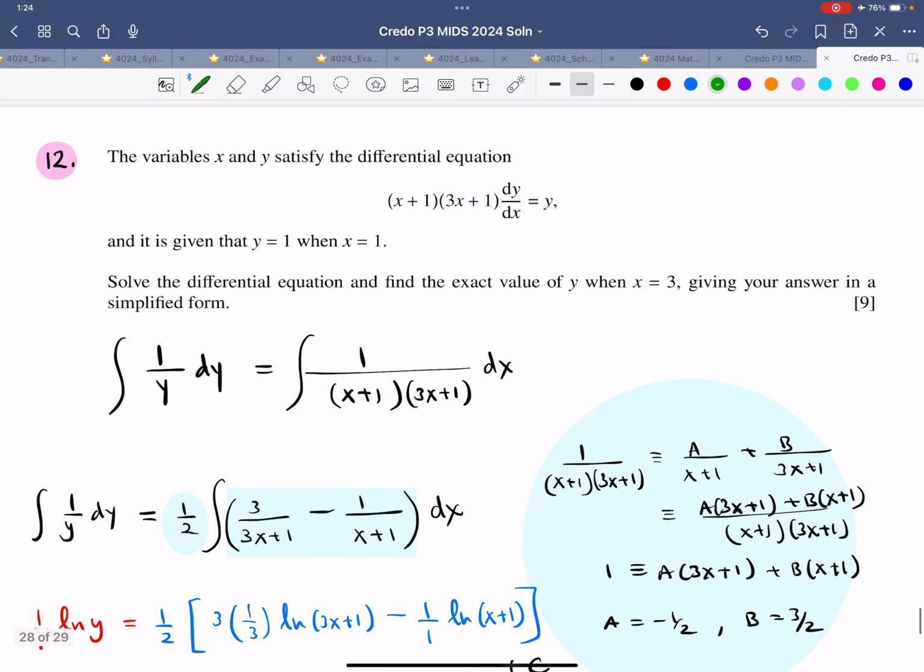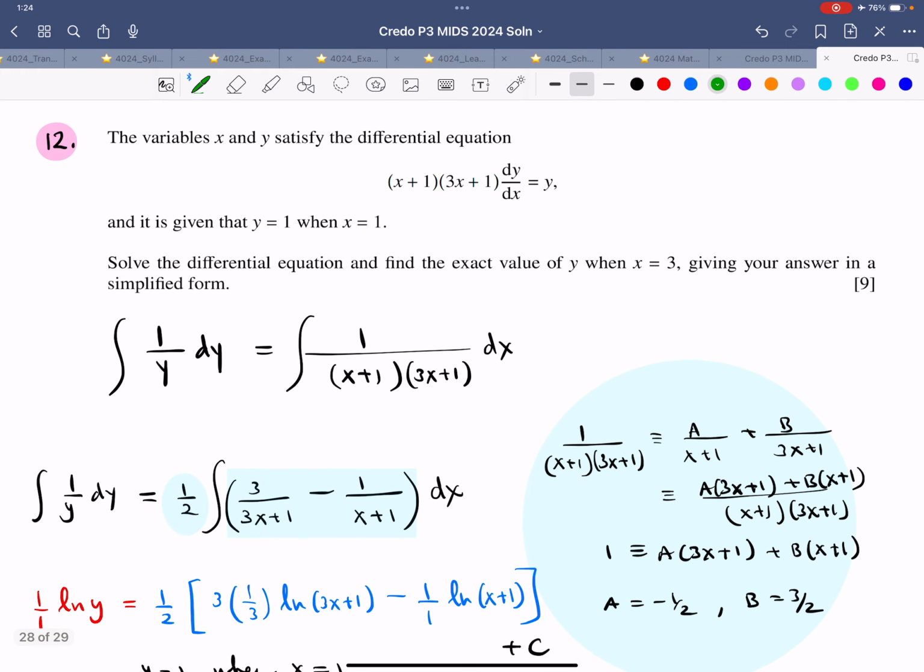Now the last question of this particular paper says the variables x and y satisfy this differential equation: (3x plus 1)(x plus 1) dy by dx is equal to y. It is given that y is 1 when x is 1. Solve the equation, find the exact value, give your answer in a simplified form. All this for 9 marks.